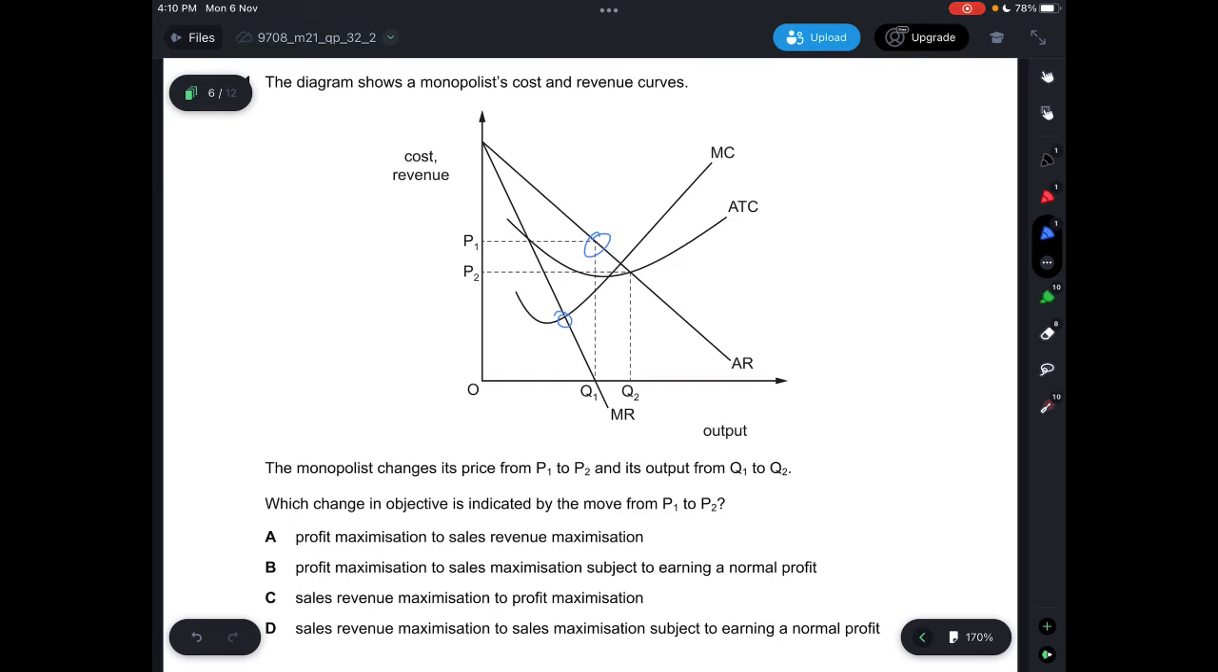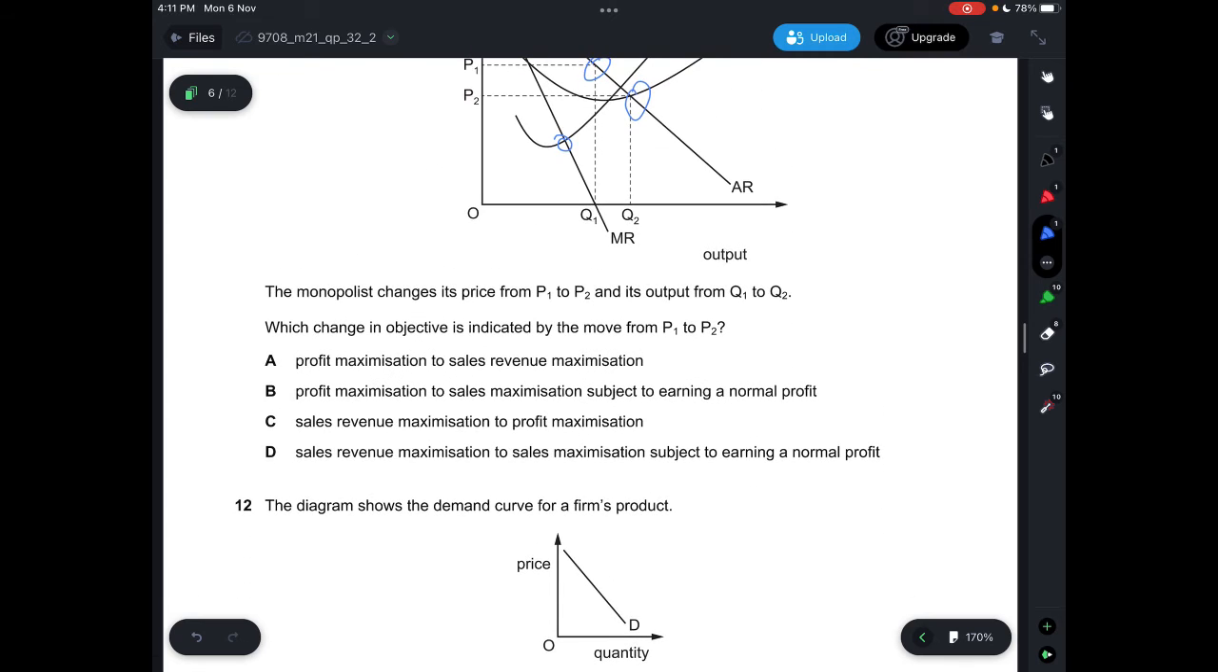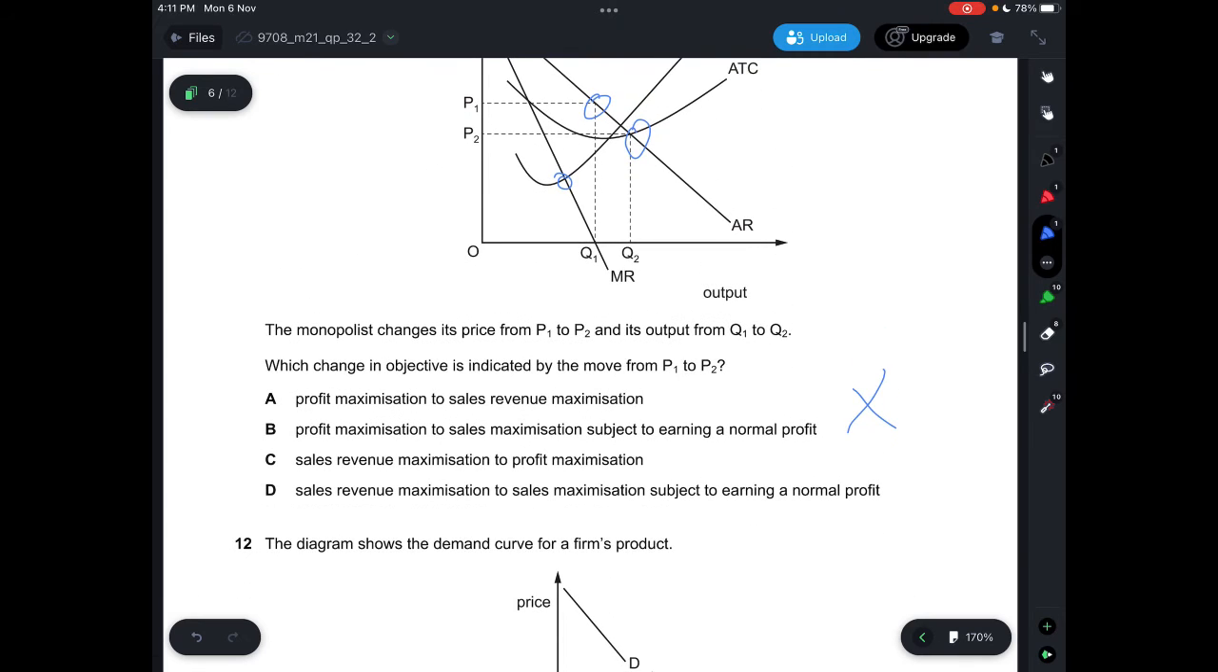And then from P1, P2, Q2, that will be when AC equals to AR, that's normal profit, and also volume maximization. So it should be sales revenue maximization to sales volume maximization. So A and B is incorrect, and C is also incorrect because there's no profit maximization. But D says sales revenue maximization to sales maximization subject to earning a normal profit. This one had to be the answer, so answer is D.